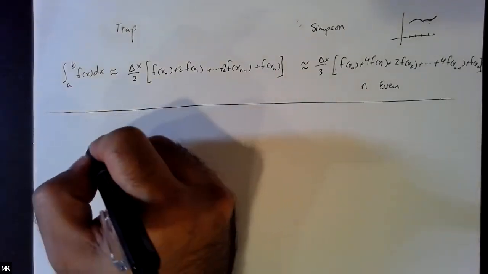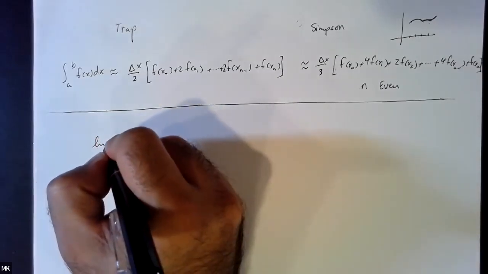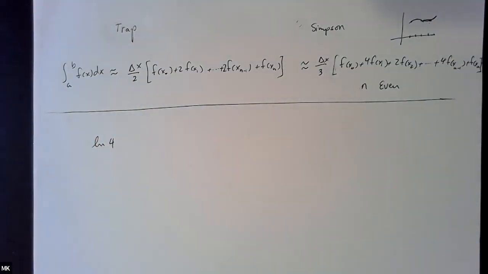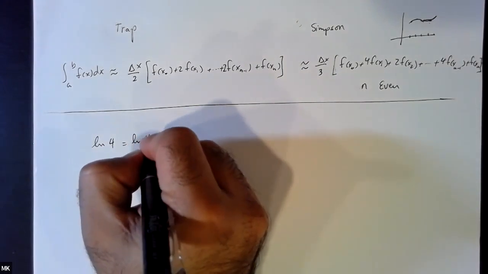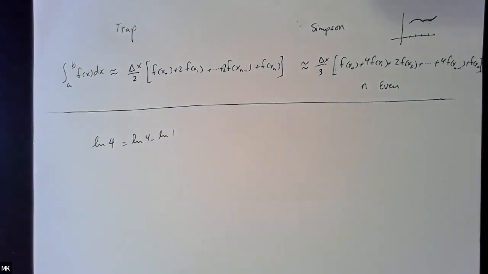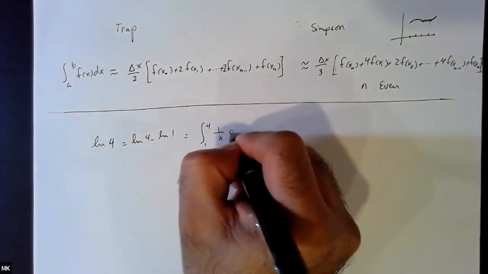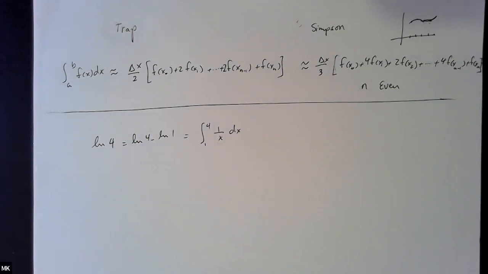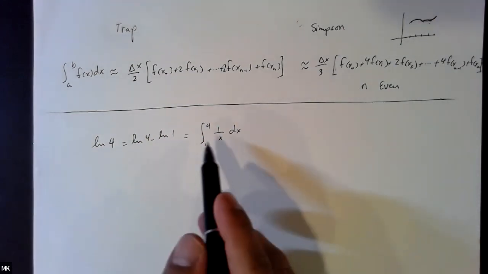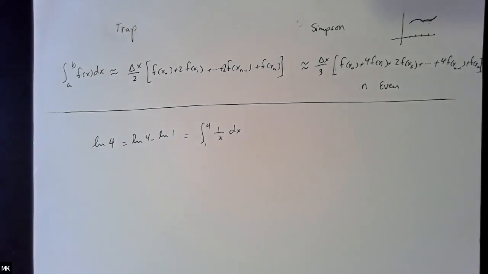But the question here is, can I calculate an approximation of, say, natural log of 4, for example? What's natural log of 4? Well, if you think about it carefully, that's natural log of 4 minus natural log of 1, because natural log of 1 is 0. And that's really the integral from 1 to 4 of 1 over x dx. The antiderivative of 1 over x is natural log, so from 1 to 4 it would be natural log of 4 minus natural log of 1. So I can use this to approximate natural log of 4.